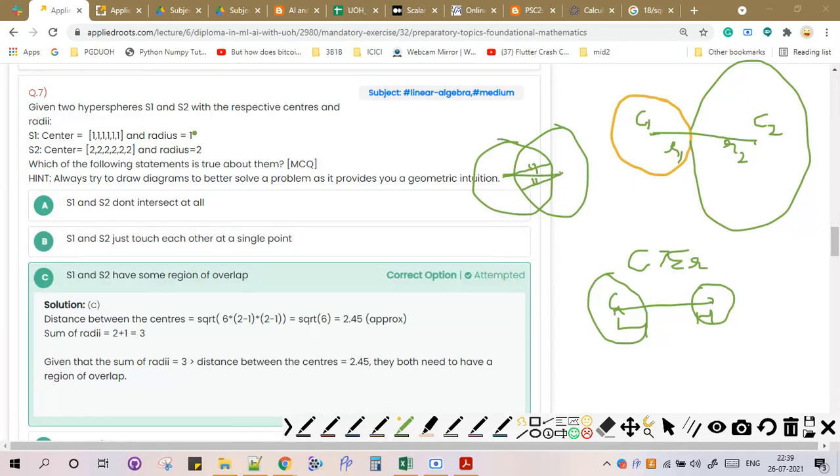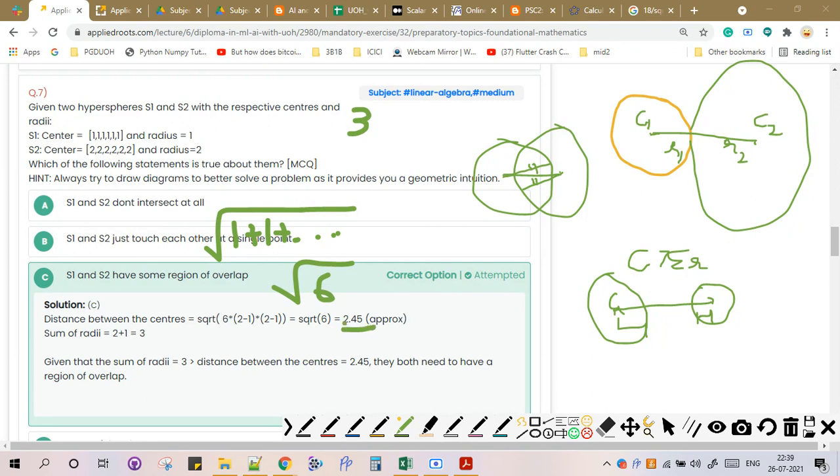The summation of radius 1 and radius 2, R1 plus R2, we know is 3. So we just need to calculate the distance between S1 and S2. How do we calculate it? Under root of (2 minus 1) square, (2 minus 1) square, (2 minus 1) square, like this, right? So how many times do we have it? 6 times. So it would be under root 6.